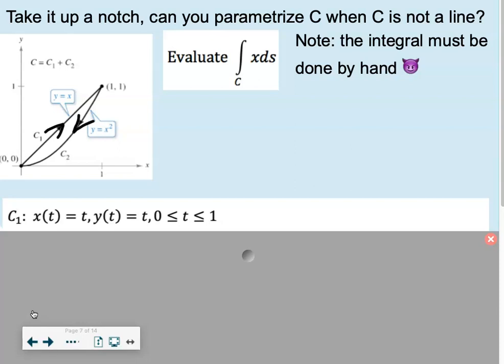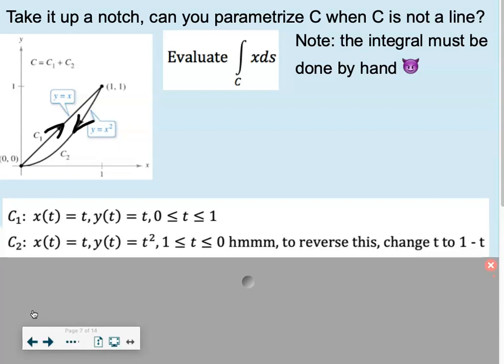The problem with C sub 2 is, so we get t squared, except we're going 1 to 0, right? Mathematically I'm not even going to tell you it's going to work, so pretend it doesn't work. Instead, whenever you have to reverse a direction, you want to make your t negative, right?